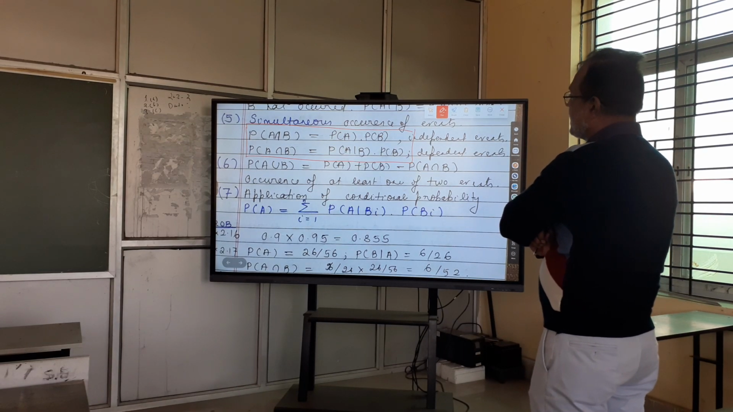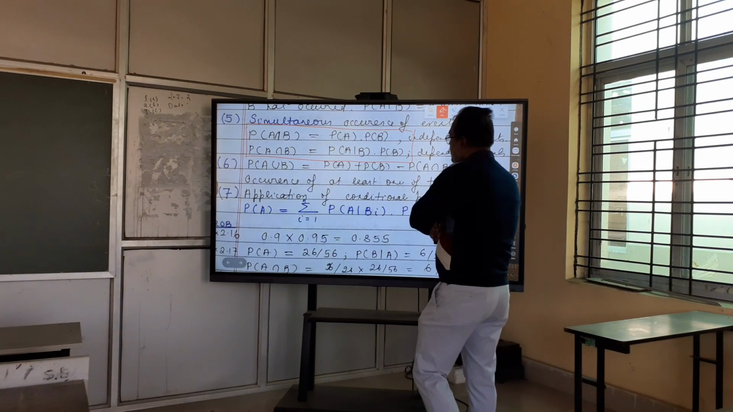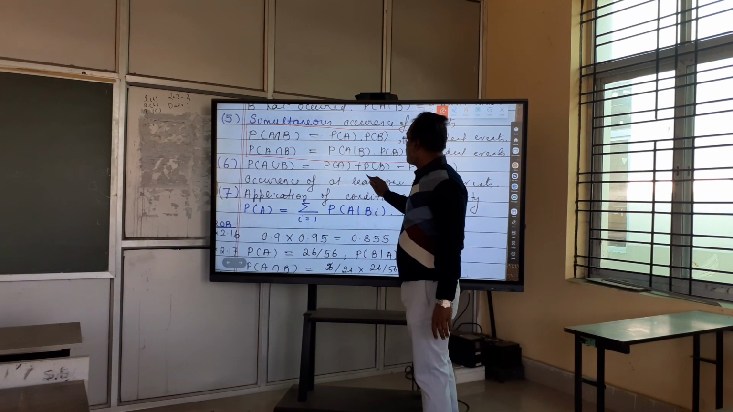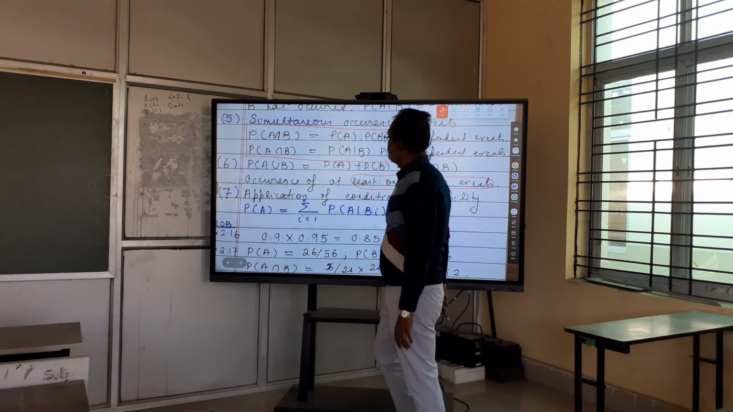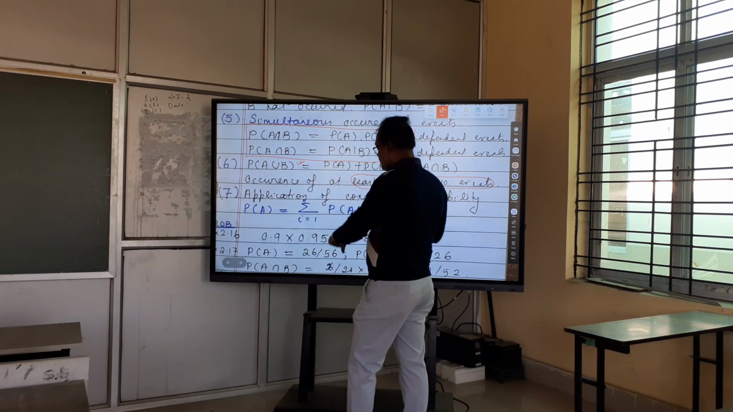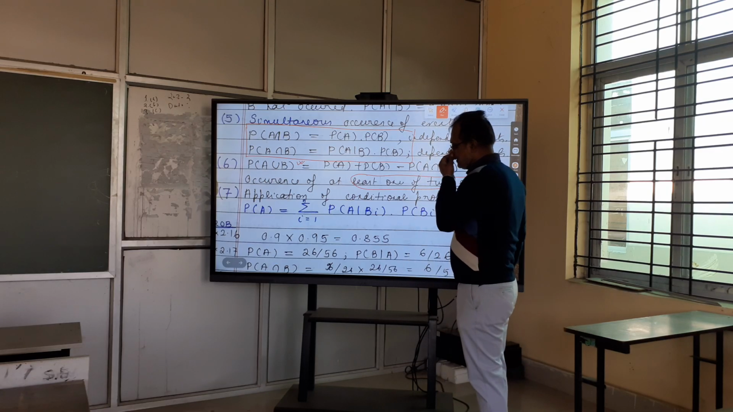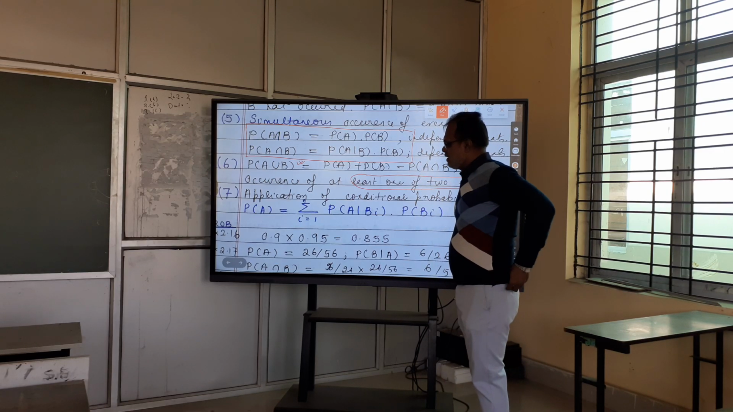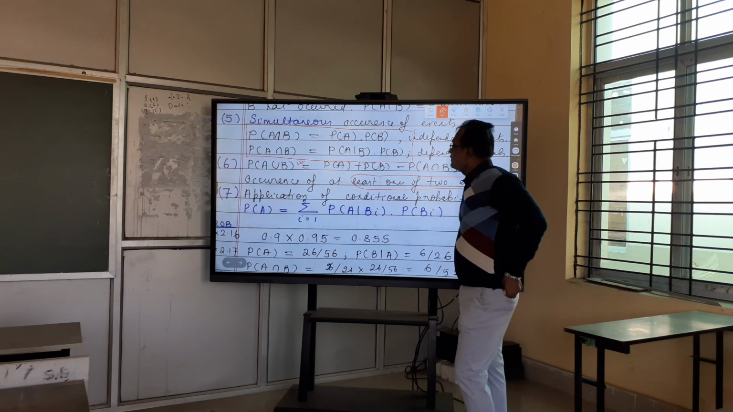Then the addition formula. Suppose A and B are two events. What is the probability of occurrence of at least one of the two events? Which is P(A union B). That is P(A) plus P(B) minus P(A intersection B). This is the occurrence of at least one event.